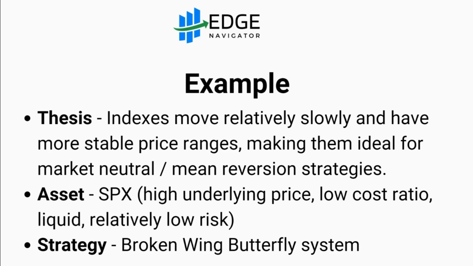So my thesis was indexes move relatively slowly and have more stable price ranges, making them ideal for market neutral and mean reversion strategies. So what's the appropriate asset for that? Well, I could use the lower priced ETFs, I could use futures, but really the most efficient asset instrument is the higher price, higher underlying price SPX index options.